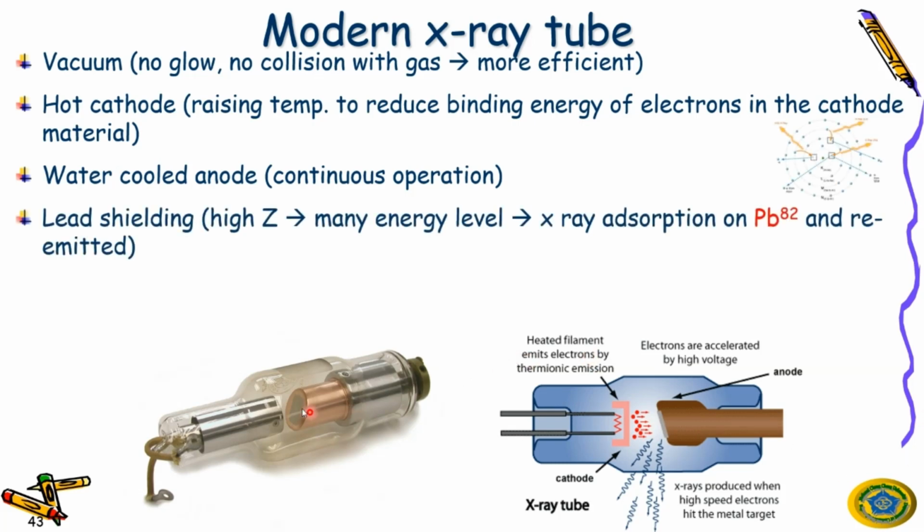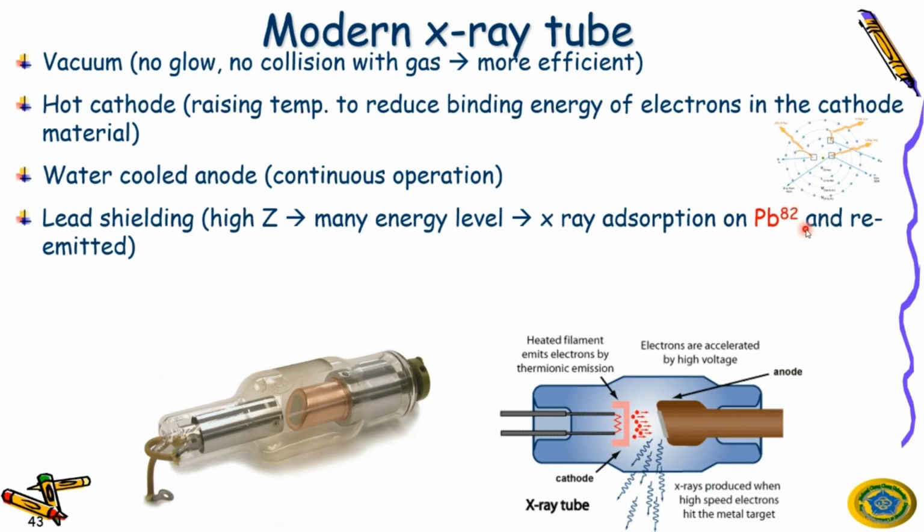Next, you don't want X-rays to come out in any direction. You just want X-rays to come out in only one direction. So other places you need to cover. First of all, you have a lead shielding. Lead is very heavy, and you have a lot of electrons in the lead atoms, so you have many energy levels. X-rays can be absorbed by these electrons and re-emitted.